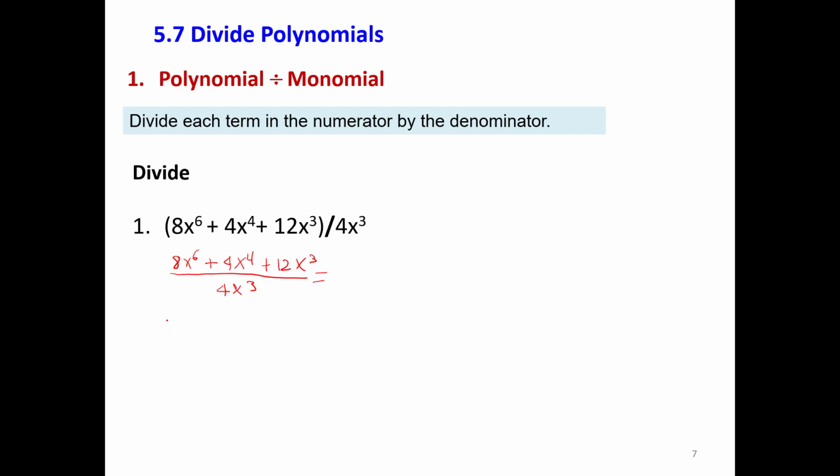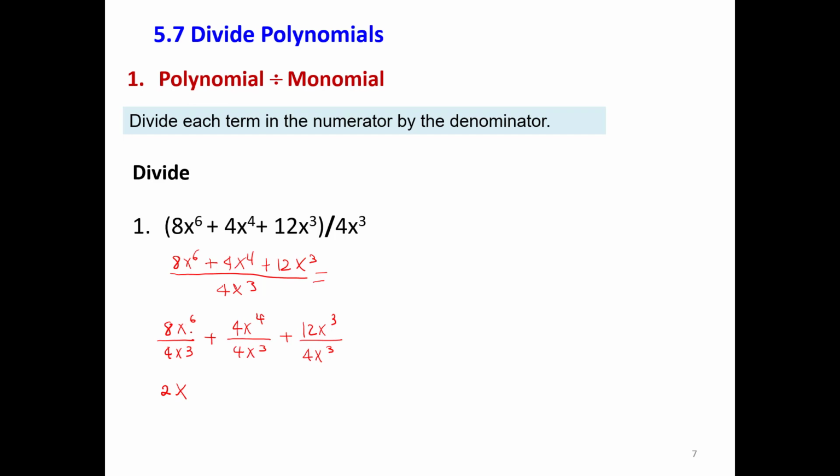Then we need to divide 8x to the sixth by 4x to the third, plus 4x to the fourth divided by 4x to the third, plus 12x to the third divided by 4x to the third. Now what we have to do is divide the numbers, and in case of the powers we need to apply the properties of the exponents. 8 divided by 4 equals 2x. Just for this problem I will write step by step, but for the next problem we will just write the answer.